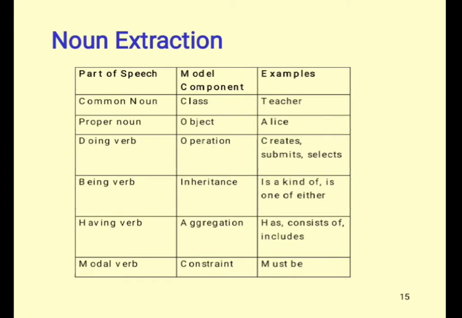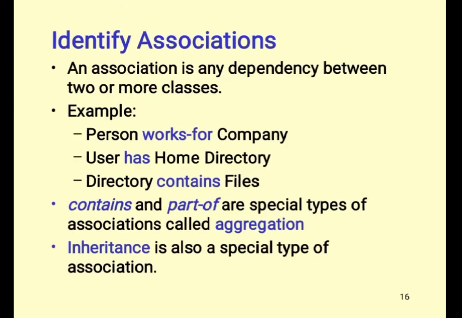Noun extraction. There are three compartments which consist of parts of speech, model components and example. Common noun like class, which consists of a teacher. Pronoun like object, alias. Doing verb operation that submits, selects. Being verb means inheritance, for a kind of, one of, either. Having verb is nothing but the aggregation, which consists of includes, has, etc. Modal verbs are nothing but the constraint, must be. These are all the examples.